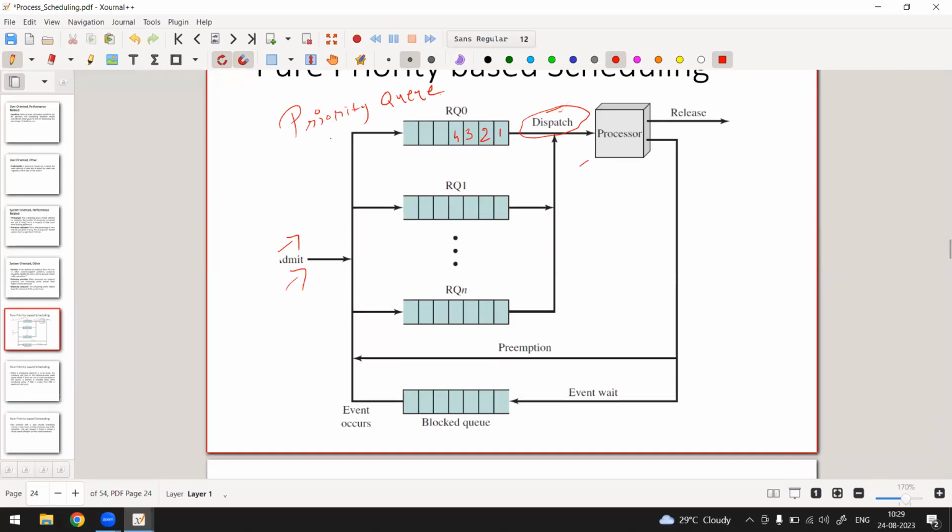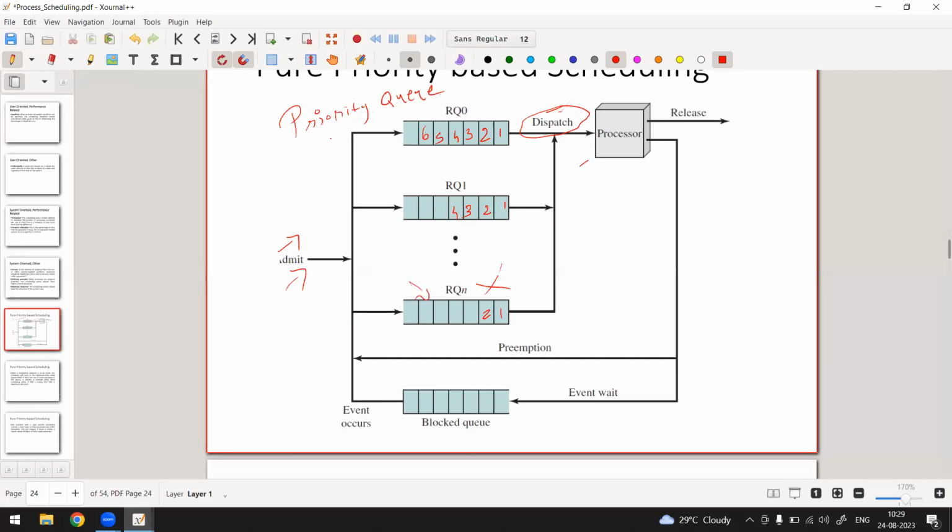Let's say 1, 2, 3, 4, 5, 6, right? And there are 1, 2, 3, 4 processes in RQ1, 2 processes in RQN. So, as long as there are processes in RQ0, you will not look at RQ1. As long as there are processes in RQ1, you will not look at RQ2. So the processes which are at the lowest priority level will never get the chance to execute.